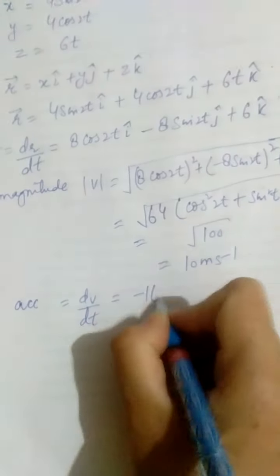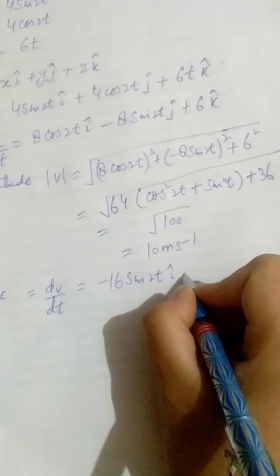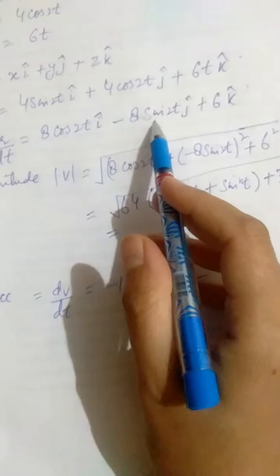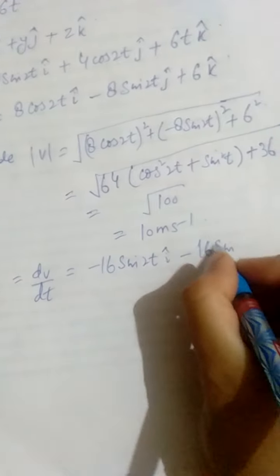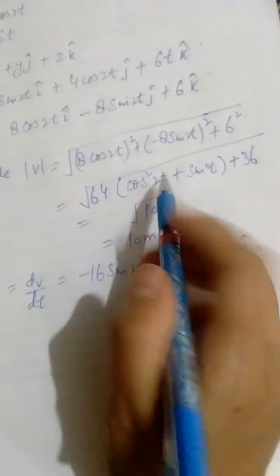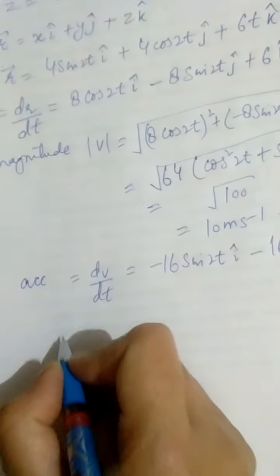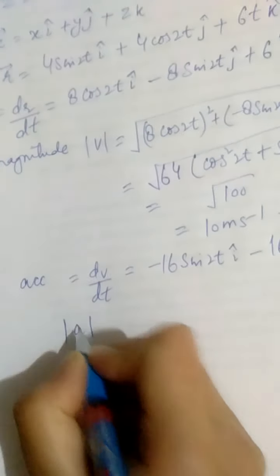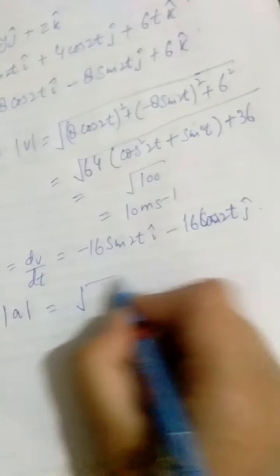So this will be minus 16 sine of 2t i, minus, differentiation of sine is cos, 16 times cos of 2t j, and here it is a constant now, it will be 0. So if you want to find the magnitude of acceleration, you will square the components.